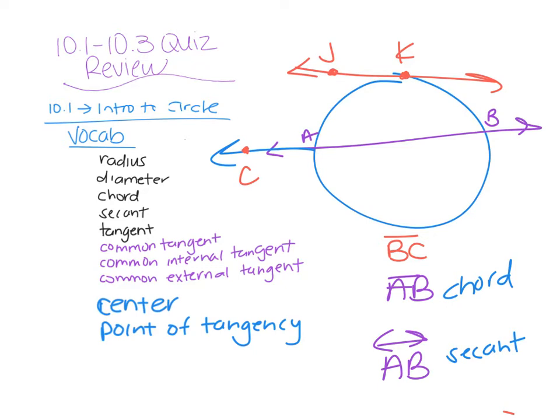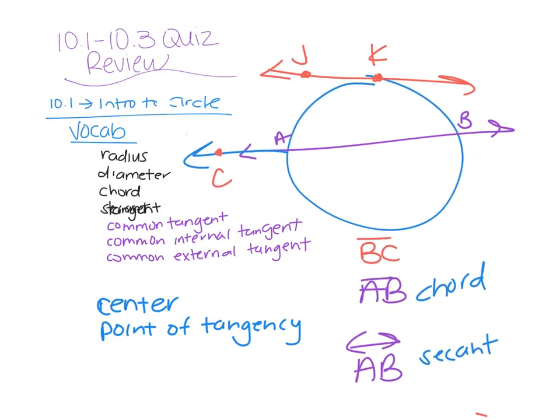Okay, that would be a tangent. JK would be a tangent. K is the point of tangency. Hopefully this stuff is easily identifiable. The hardest part, I think, or the thing people get most confused on, is the chord and the secant, whether it's got the arrows or not. So just be careful: if it's got the arrows, it's the secant. And then we had talked about common internal and common external.